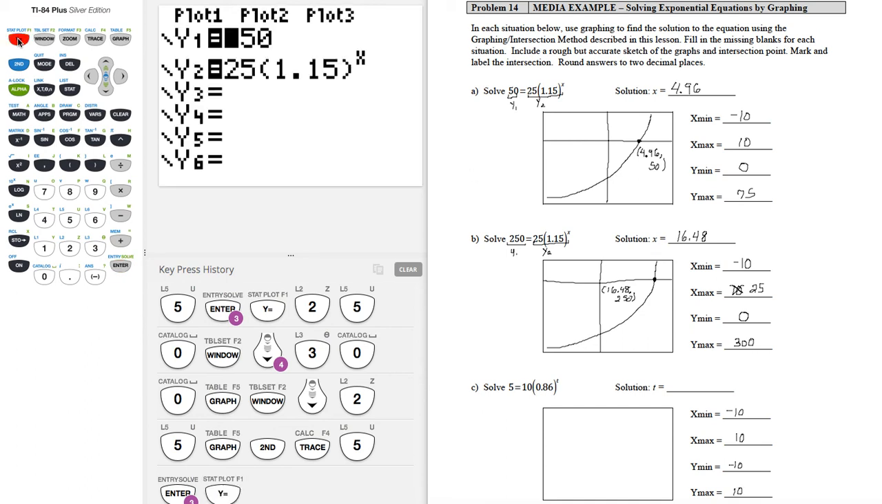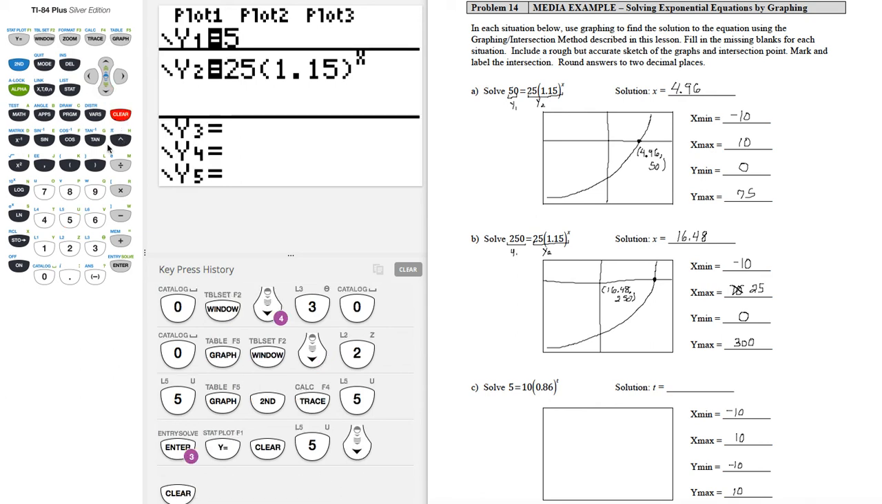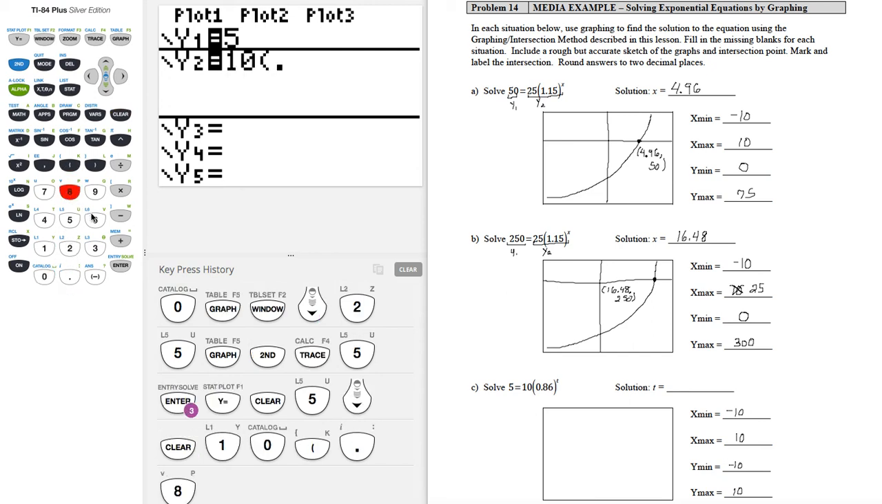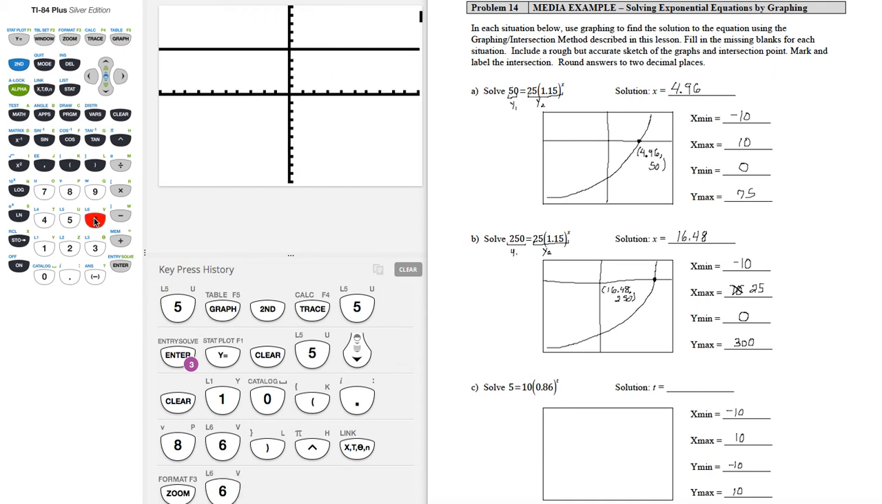I'm going to change y1, I'm going to clear that out, make that 5. Go down to y2, clear that out, and make that 10 times 0.86 to the t. Now, zoom 6 will get me to that standard window, and let's see what happens. So there's our output of 5. There's our exponential, and that actually looks really good.